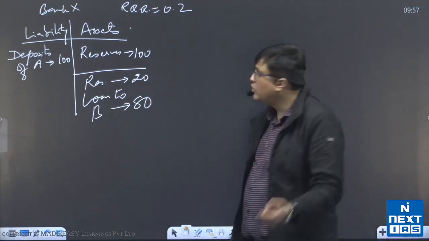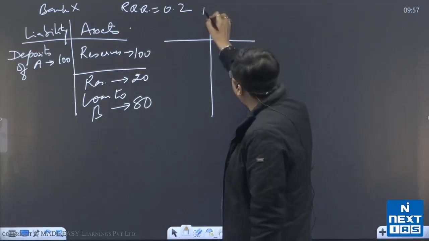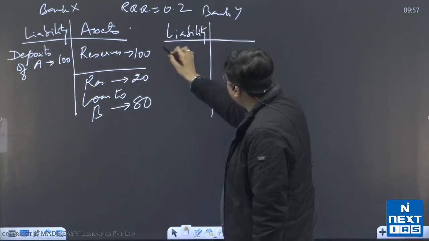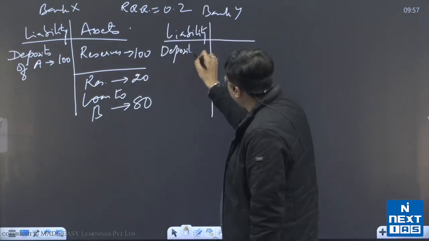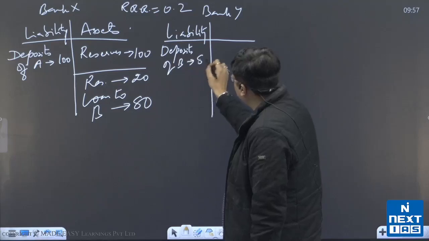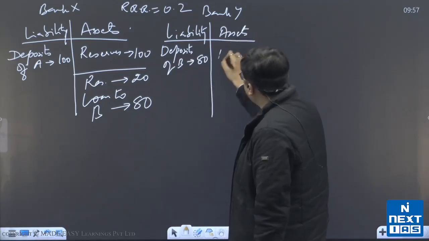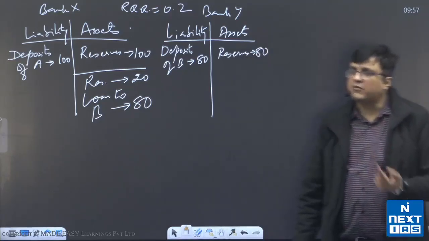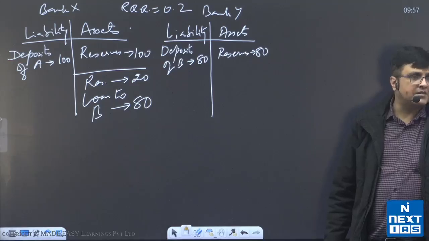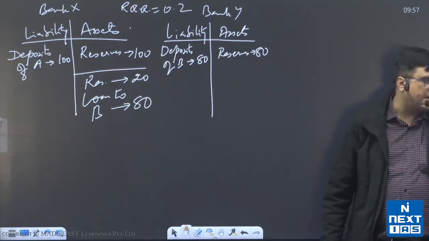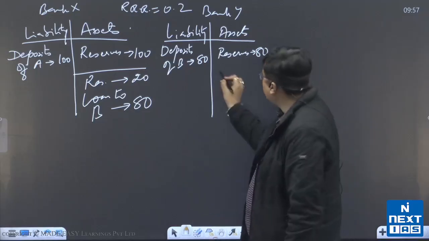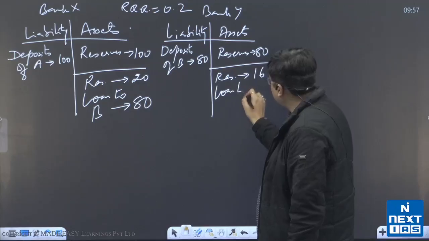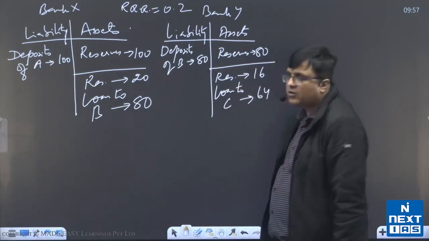Okay, what does B do? B takes this money and B has a bank Y. B deposits this money in bank Y. So the liability of bank Y rises by 80. But then again, reserves with bank Y will also rise by 80. Again, what will bank Y assume? I have to maintain 20% of this with RBI and the rest I can give as loan. So bank Y maintains a reserve of 16 and gives a loan to C worth 64.